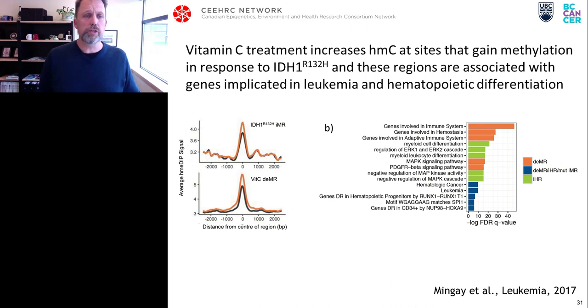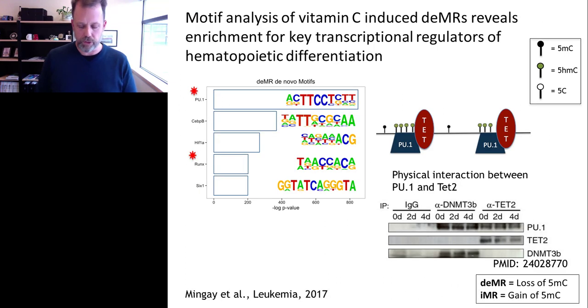When we look at the genes associated with the regions in the genome that show this gain of hydroxymethylation, these all, again, are associated with genes involved in hemostasis and myeloid cell differentiation, again suggesting that this change in methylation is leading to a drive towards differentiation. So we next looked at the genetic signature, or the motif, associated with these regions that gained hydroxymethylation and then lost methylation.